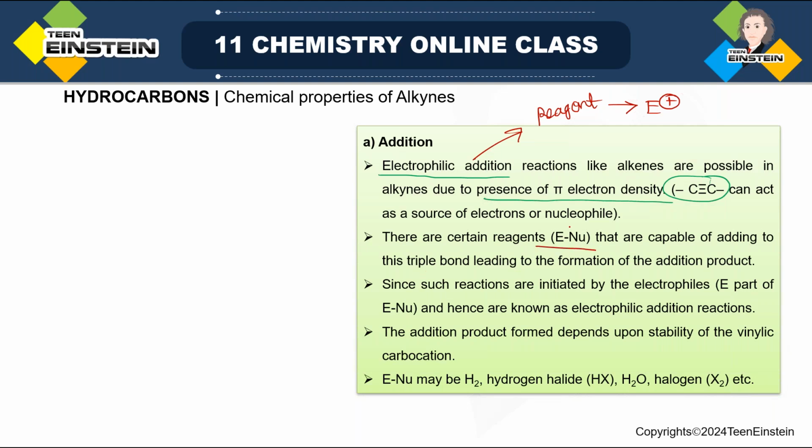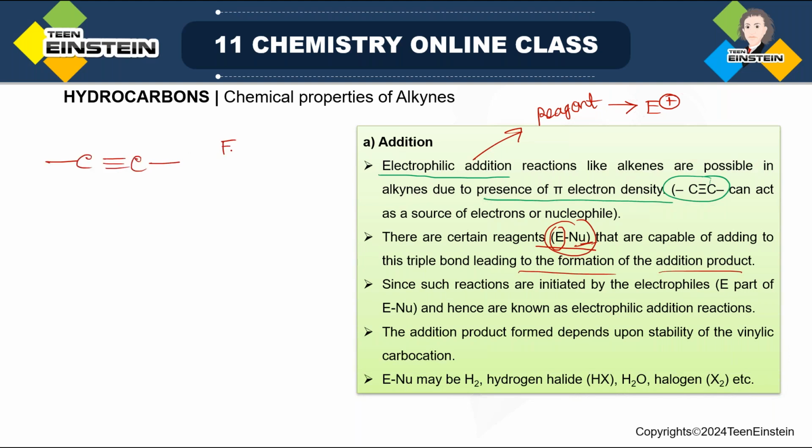Now, there are certain reagents which you can express as E-Nu. Though here we are interested in this part only, whenever you break a neutral molecule into a positive part and a negative part, there will obviously be the counterpart which is negative, and that part is actually the nucleophile. But that will be added in the second step. The first step is the addition of the electrophile, and that is why it is called electrophilic addition. Some reagents are capable of adding to this triple bond, leading to the formation of an addition product. So here we have the CC triple bond, right?